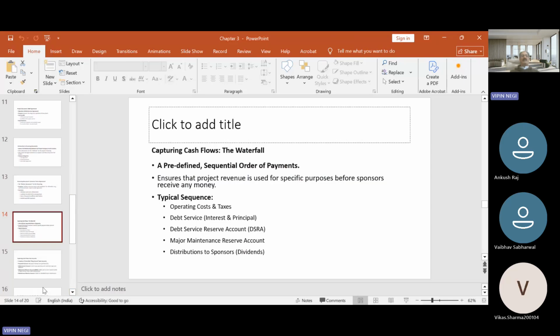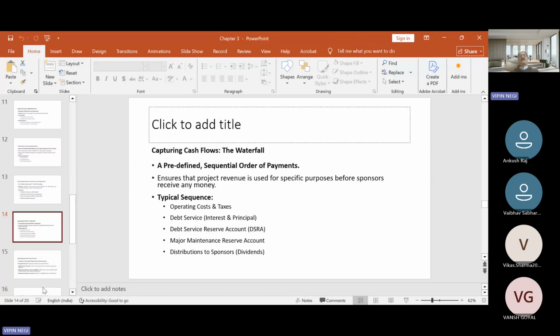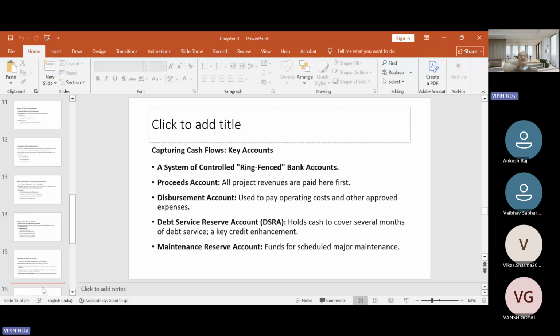The typical sequence is called the sequential order of payments, which ensures that project revenue is used for specific purposes before sponsors receive any money. For example, the typical sequence is this: first is operating cost and taxes, then debt service, which includes interest and principal. Third is the debt service reserve account, in short called DSRA. The next is the major maintenance reserve account. And the last one is distribution to sponsors, right?